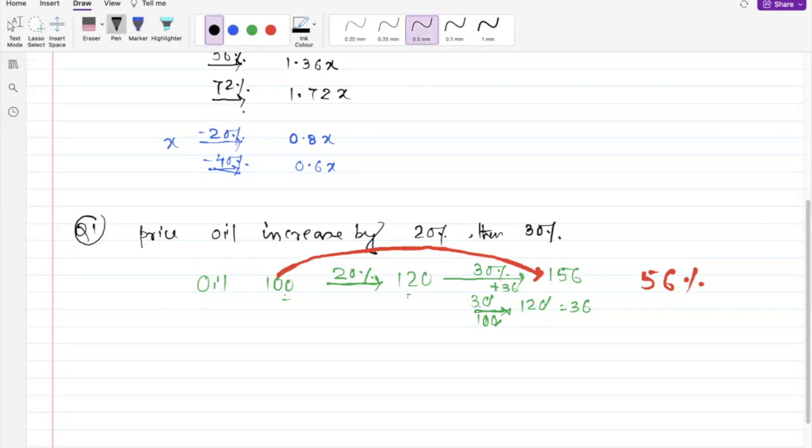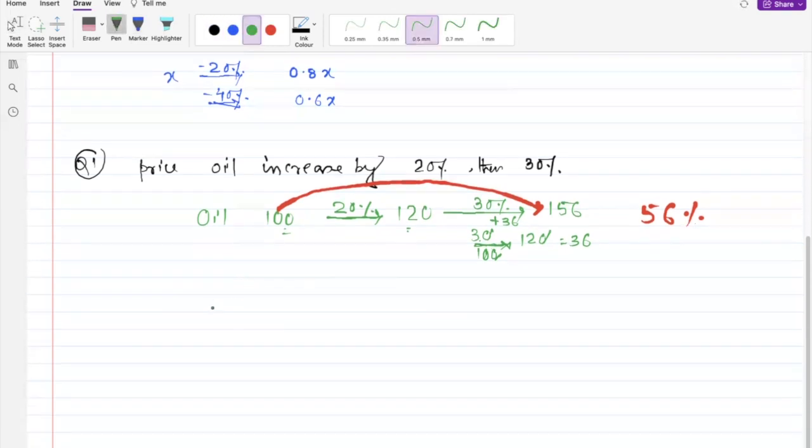What multiplying factor will help you is this way. Say the price was X. For the first increase of 20%, I multiply by 1.2. And further, for 30%, I'll multiply by 1.3, which makes it 1.56x. So 1.56 means a 56% increment.